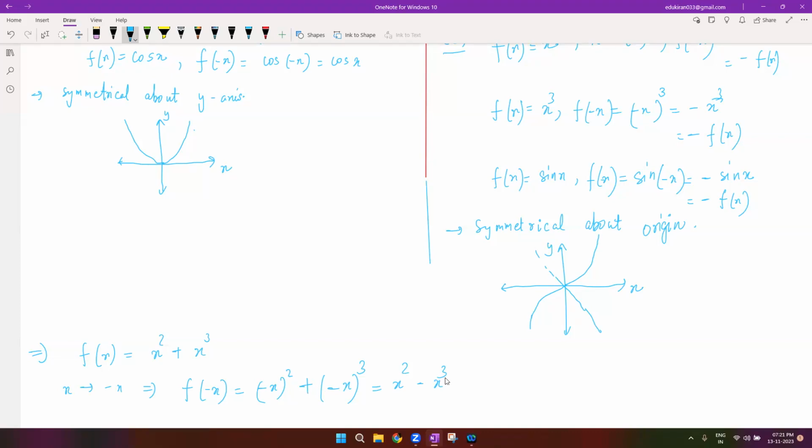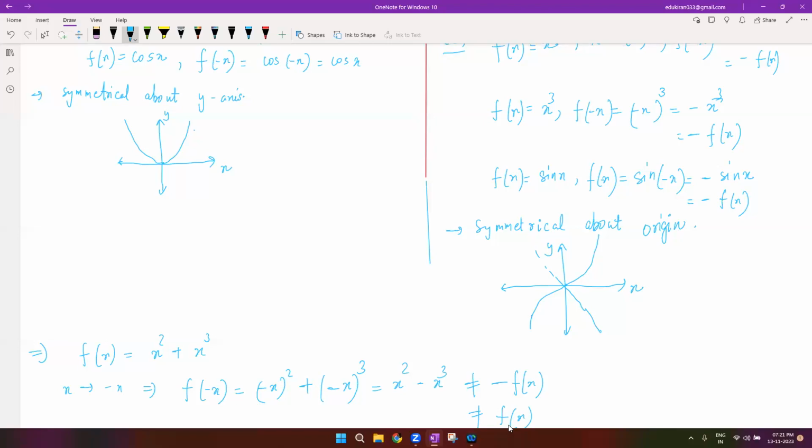Now, is it the negative times of the original function? No, because the negative times of original function would have been minus x square minus x cube. And this is not the same. So you can see it is not equal to minus times of f(x). It is not equal to f(x) also. Function changed, but function did not change in the way we wanted.